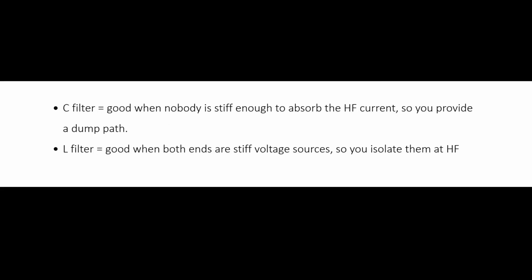To give a summary, a C filter is good to use when no one is stiff enough to basically take in or sink the high frequency ripple. In that case, we provide a capacitor to provide a local path for that current to flow. L filters are good to use when both the source and the load are stiff voltage sources.